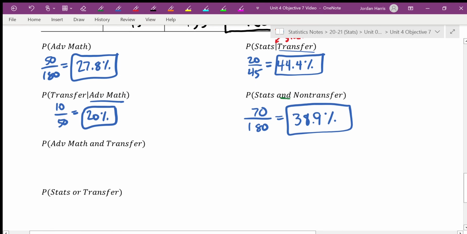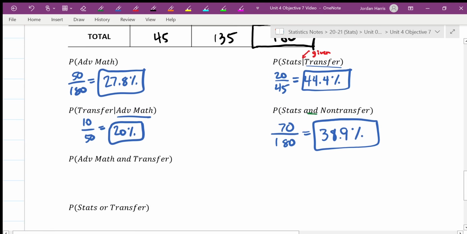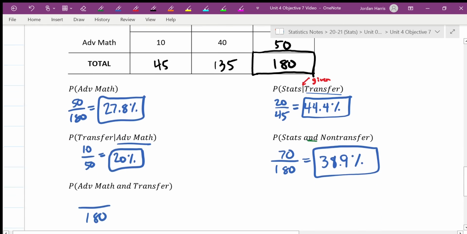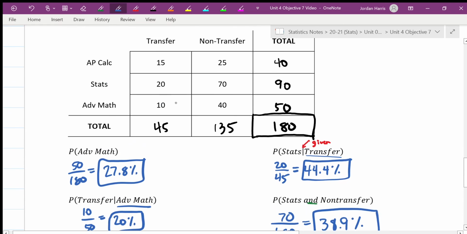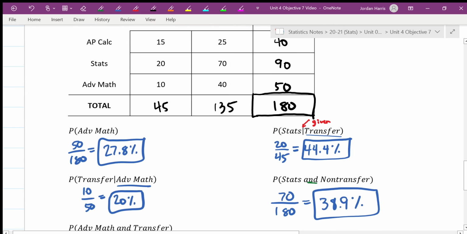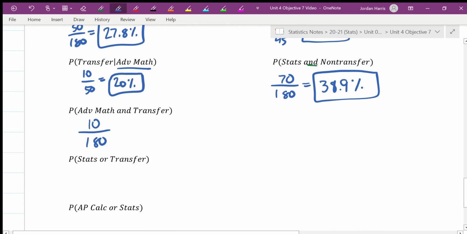So we'll do another one, advanced math and transfer. Once again, no condition, so we have to have the whole group. Advanced math and transfer, I have 10 students that meet both conditions. So I would divide 10 divided by 180, and I get pretty small actually, 5.6%. Okay.